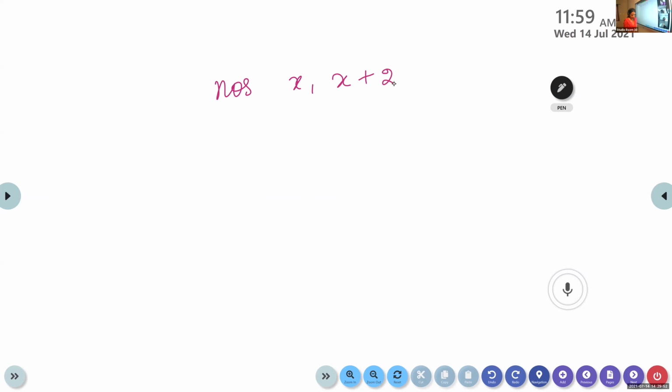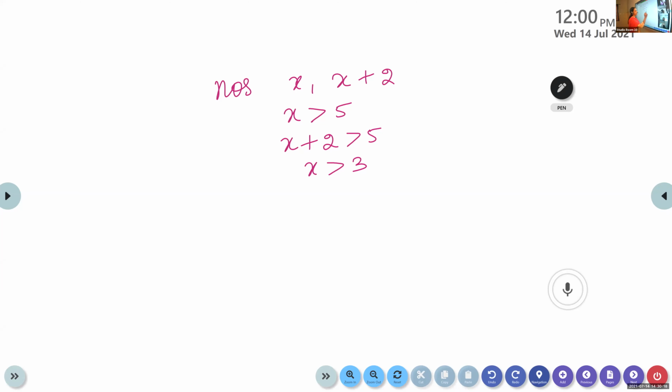You take a consecutive pair of integers, both of which are larger than 5. x is greater than 5. x plus 2 is also greater than 5. So x must be greater than 3, isn't it? Both the numbers must be greater than 5. x is greater than 5 and x is greater than 3. Is that so?